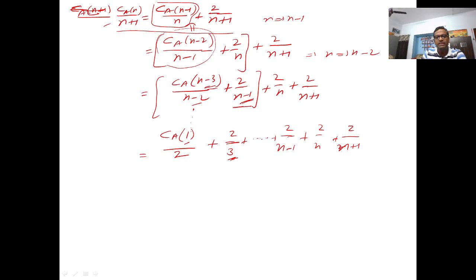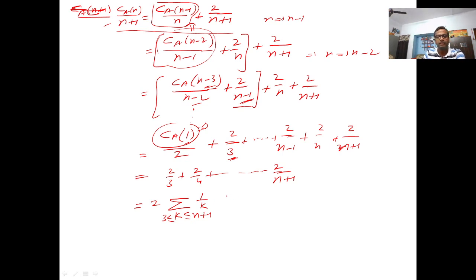Done? So we just try to generalize it. Now we know that this term is equal to 0, so it will become 2 upon 3 plus 2 upon 4 plus up to 2 upon n plus 1. This is going to be the equation. Now just by taking 2 as common and then summing it from k, where k is greater than or equal to 3 and less than or equal to n plus 1, it is the sum of 1 upon k, isn't it?